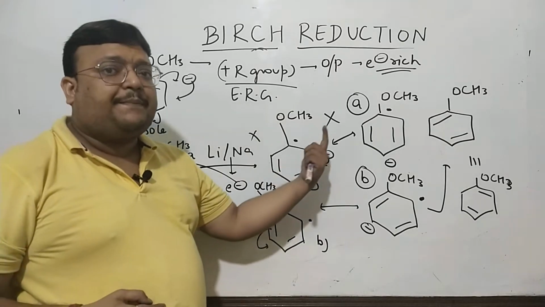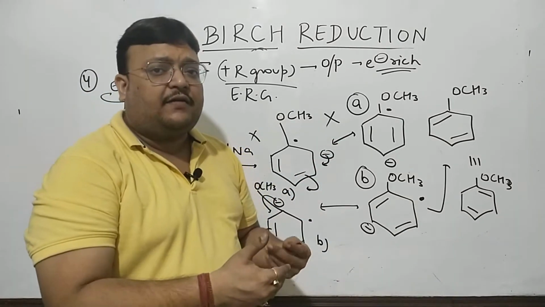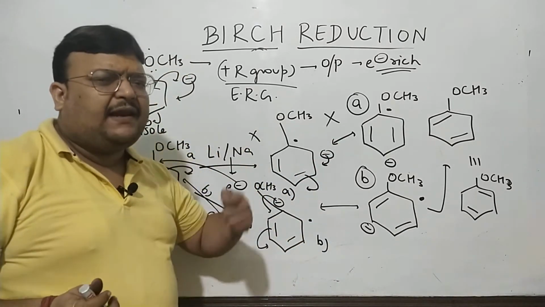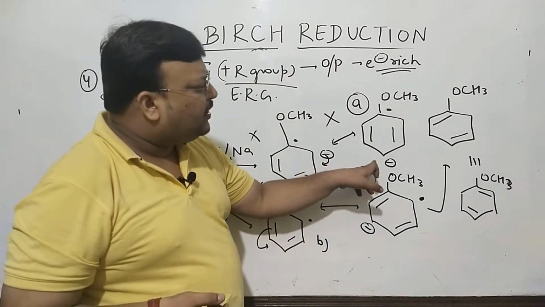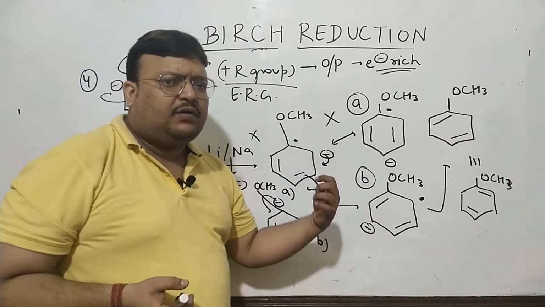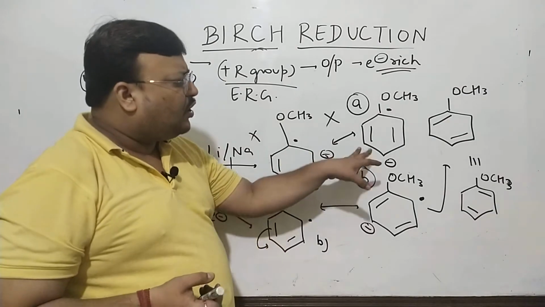A possibility where the negative charge goes to the ortho and para positions would not be favored. There the electron density is already higher. A more negative charge there will be repelled. It will cause repulsion. It will not be favored.